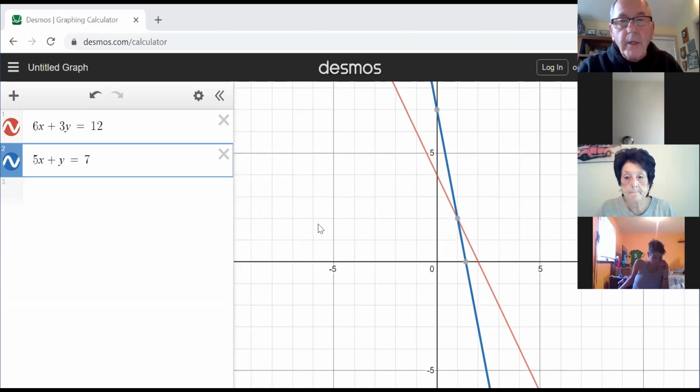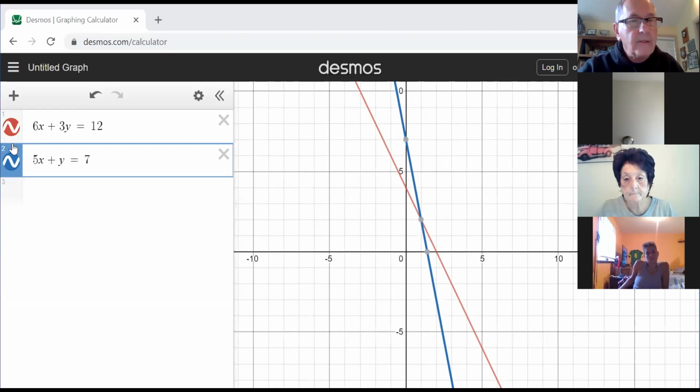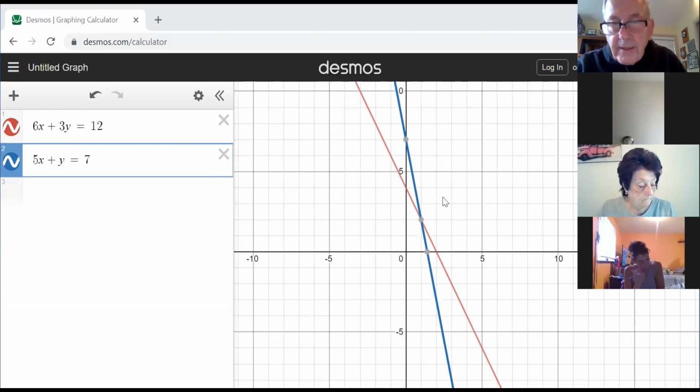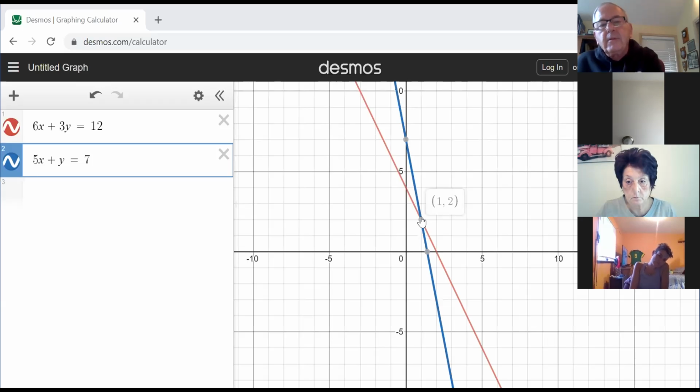Okay, so what I have here is 2 equations. I've got the top, 6x plus 3y is equal to 12. That's what the red line is. The other line is 5x plus y is equal to 7. That's what the blue line is. You see where they cross? They cross where x is equal to 1 and y is equal to 2. You take x is equal to 1, y is equal to 2 into both of these equations, you'll see that it's satisfied, that it's balanced. That's the solution to this system of equations, okay?